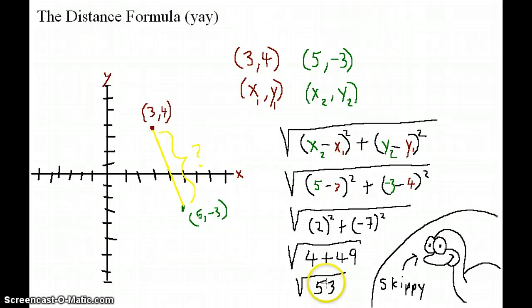If you were to use your calculator, that would end up being some strange decimal. For simplicity's sake, we're just going to leave that as a radical 53. That is, in fact, the answer to this problem. So, let's make sure that we have that represented right here. So that's how we use the distance formula.